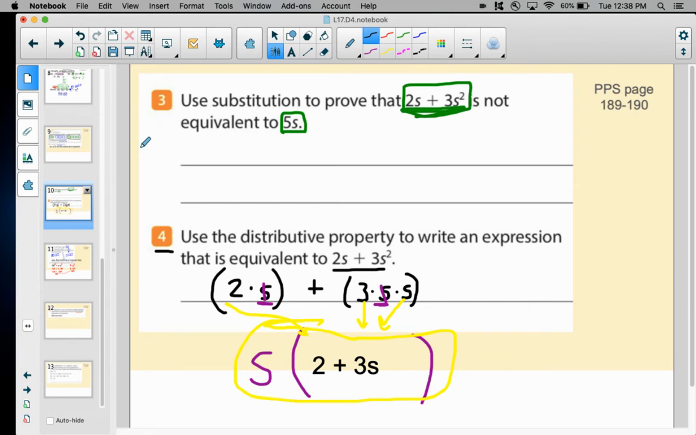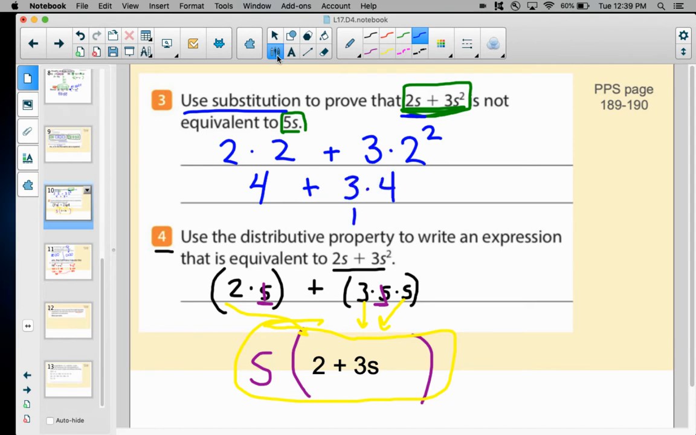So number 3 was asking you to specifically use substitution. So we want to see any number really besides 0 and 1. If I chose the number 2, I would do 2 times 2 squared. Sorry, 2 times 2 is 2s plus 3 times 2 squared. And then that math would be 3 times 4, which is 12.